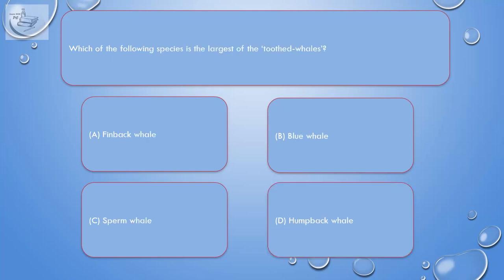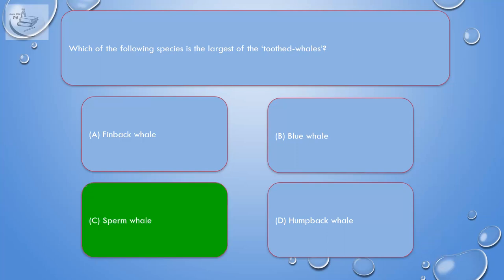Question: Which of the following species is the largest of the toothed whales? A. Finback whale, B. Blue whale, C. Sperm whale, D. Humpback whale. Correct answer is C. Sperm whale.